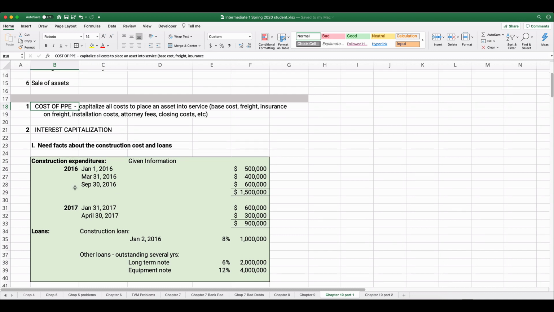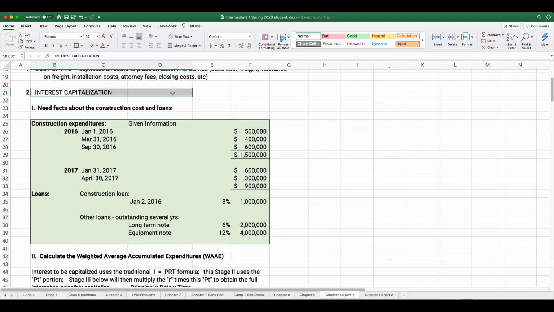Okay? Now, this topic is called interest capitalization. So let's say that you're building a building, and generally this is what happens. Let's say this building takes a year and a half to build, and so we've got construction expenses. So the first thing we want to do on this problem is we need some information. Everything that's highlighted in this green color is basic information. It says we have construction expenditures. We have signed a contract.